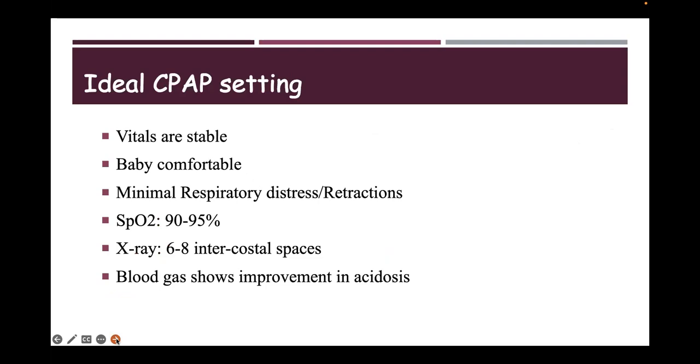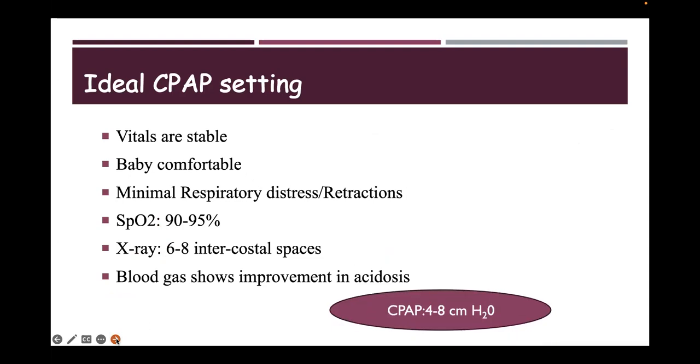Ideal CPAP settings are when baby is comfortable, baby is pink, there are no retractions, blood gas is normal, abdomen is soft, and saturation is between 90 to 95.